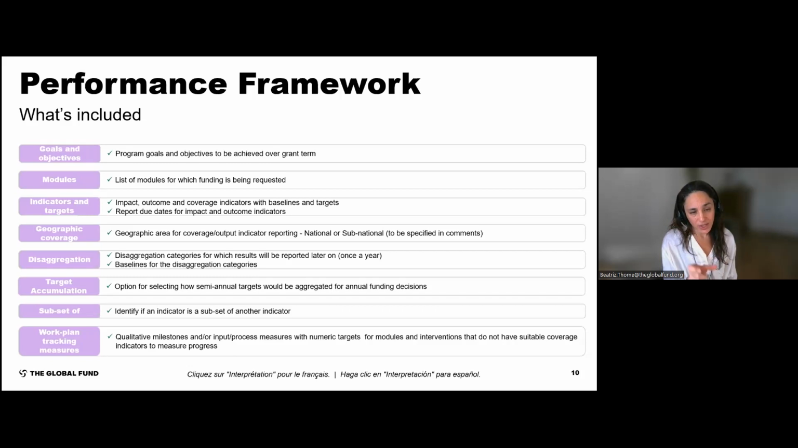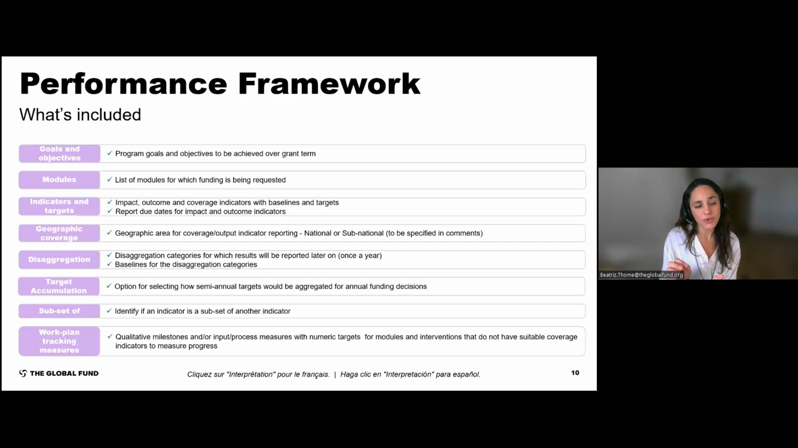There's a target accumulation column in which you can select how the targets will be aggregated for annual funding decisions. So in particular for high impact and core portfolios that generally report every 6 months, you have cumulative and other types of accumulation options for how these semesterly targets are going to be annualized in terms of results for the grant.